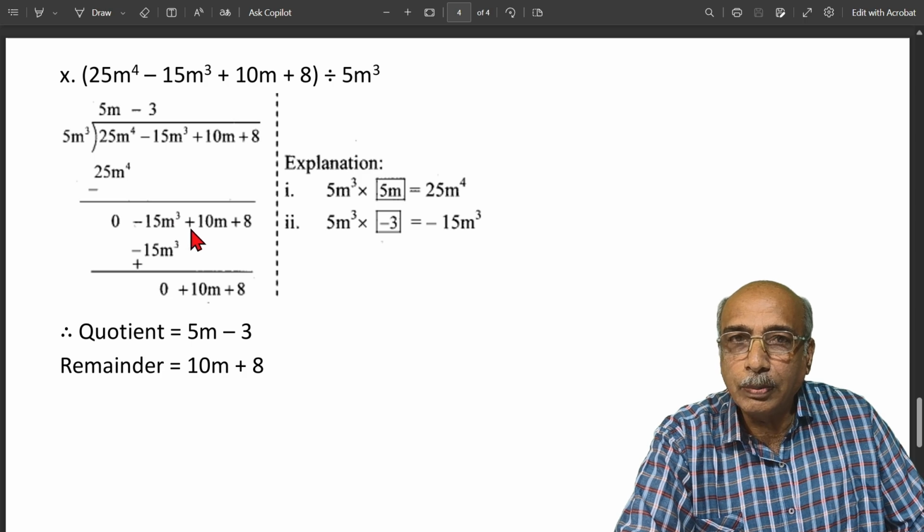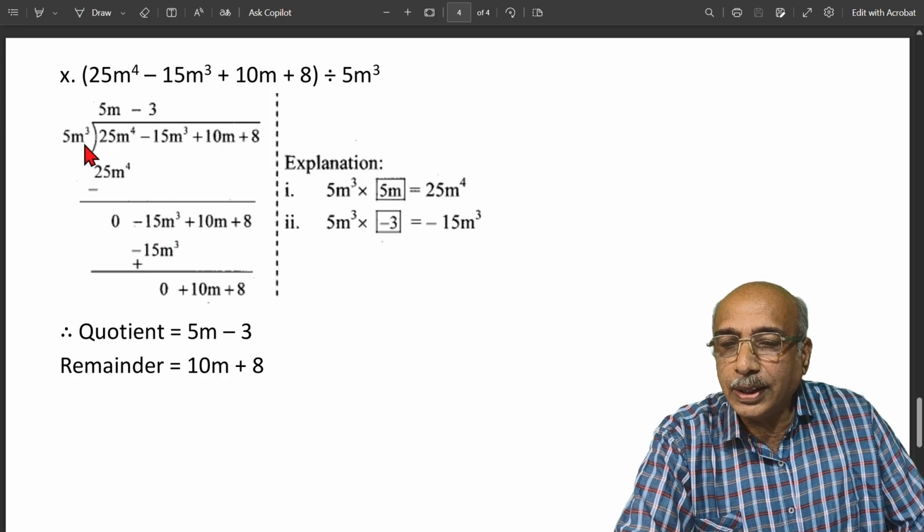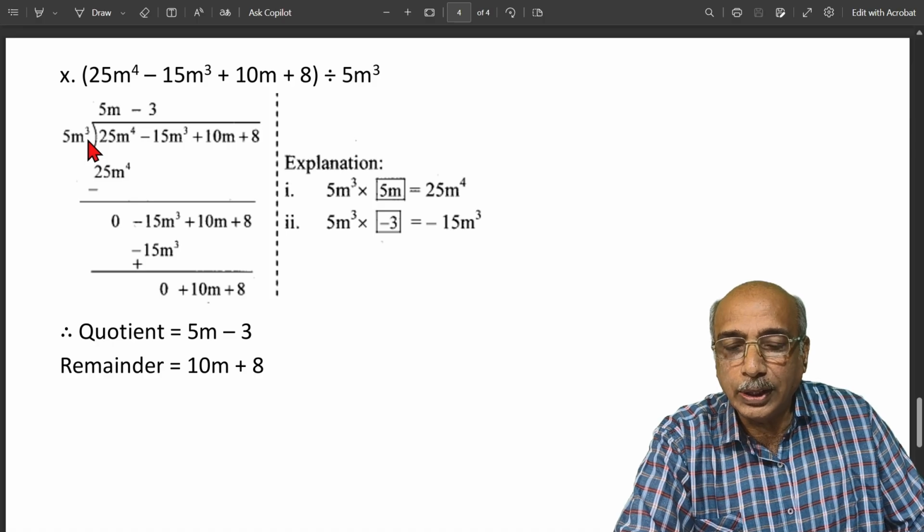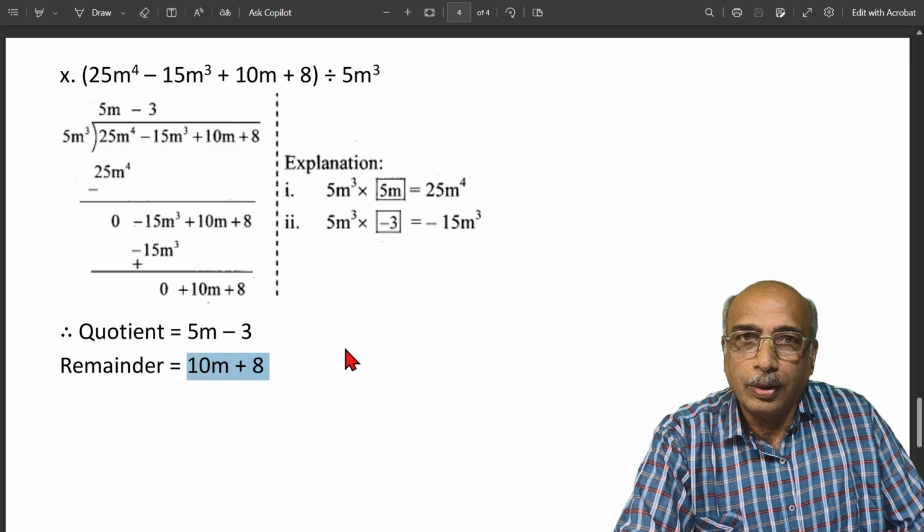Minus 15m cube plus 10m plus 8. Simplify for the minus 15m cube. You will get minus 3 into 5m cube, minus 15m cube. Simplify this quotient. This remainder equals to 0. Bring down the next two terms. Now m raised to power 1, this is m raised to power 3 is here. So we'll stop dividing further and we'll take this as quotient 5m minus 3 and remainder as 10m plus 8.